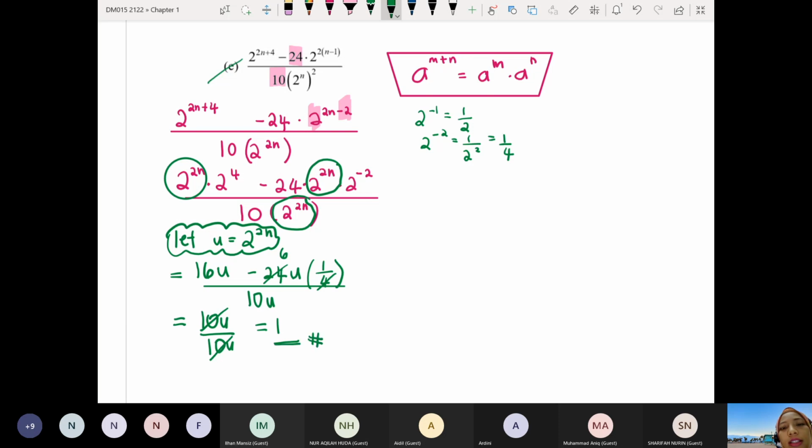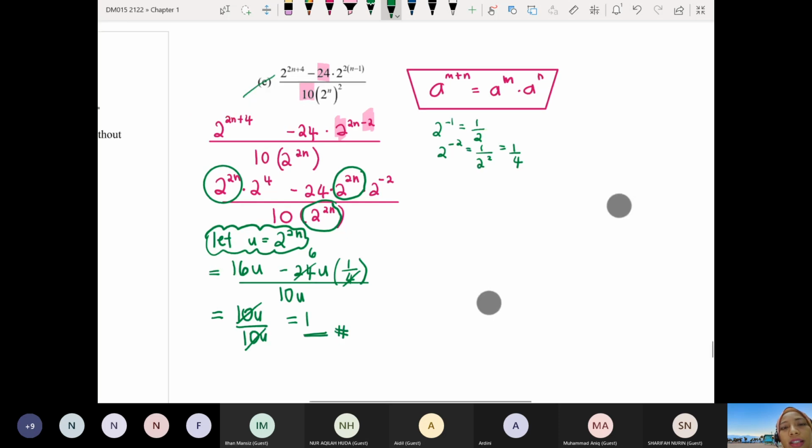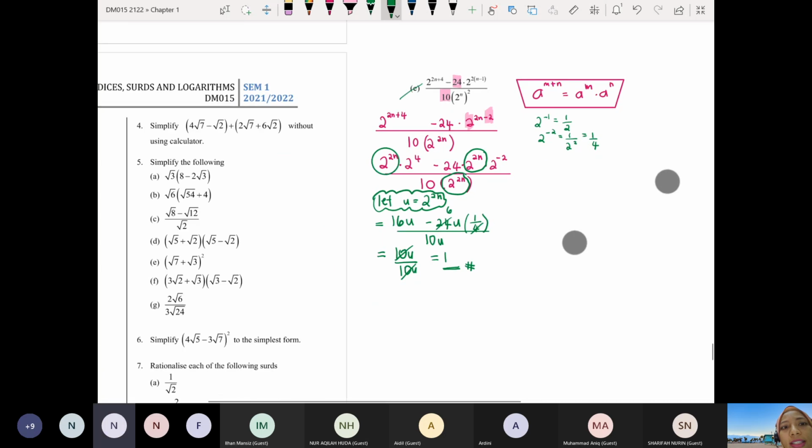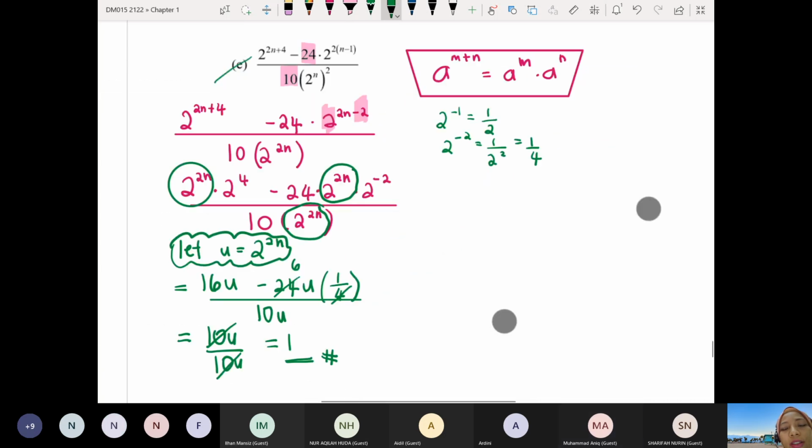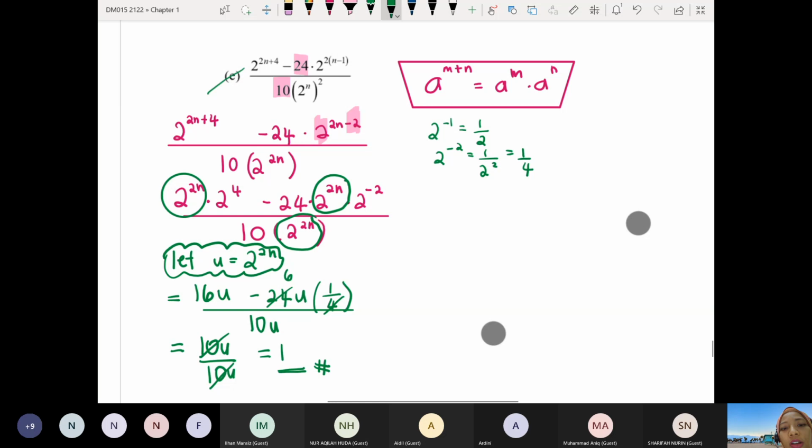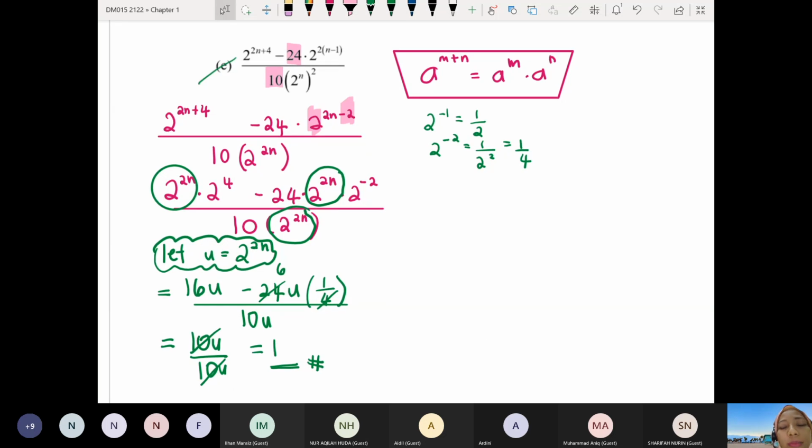Check your final answer. Ada final answer? Untuk extra exercises tak ada final answer kan? Tak ada. So this is your final answer. Okay, how do you know that? Adakah kita habis di sini? Not yet. We haven't finished. That is our answer, equals to 1. Biar betul habis semua. Cuba check semula. Is there any mistake?